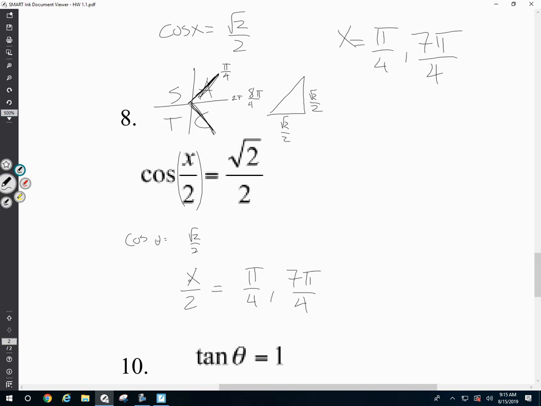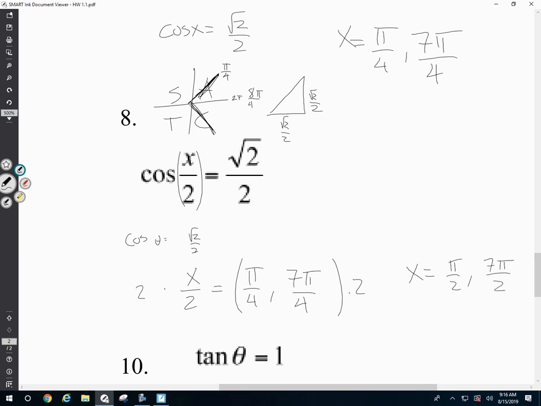Now, let's solve for x. To solve for x, I will multiply everything by 2. And when I get my answer, I get pi over 2 and 14 pi over 4, which is 7 pi over 2.